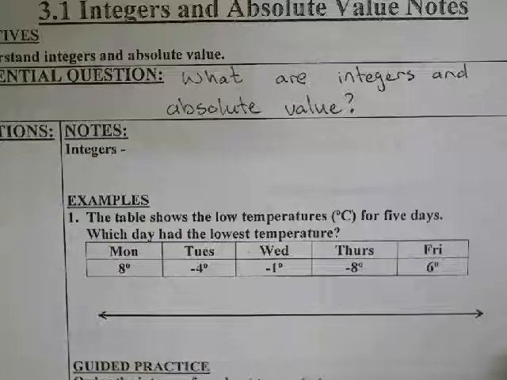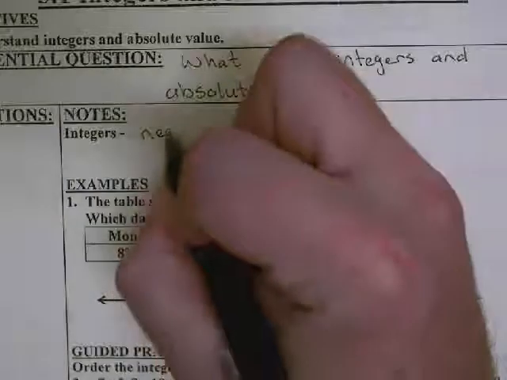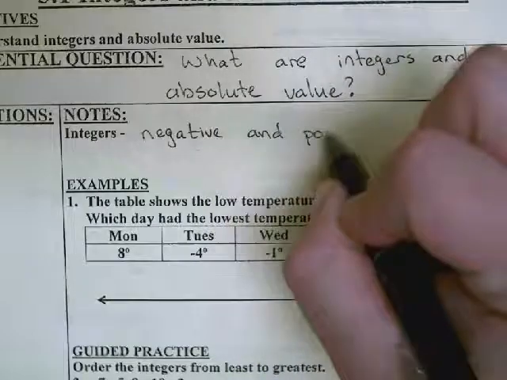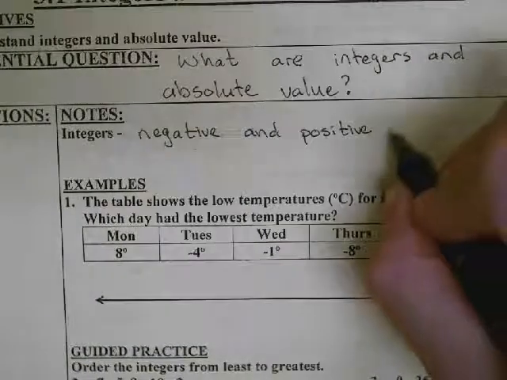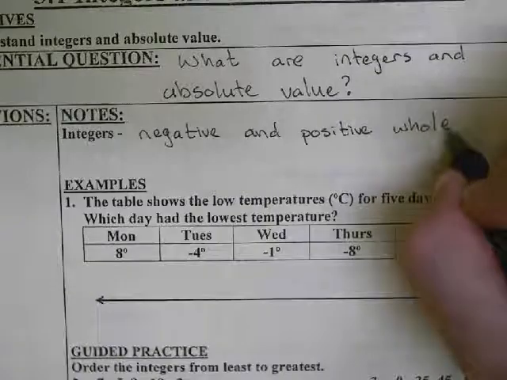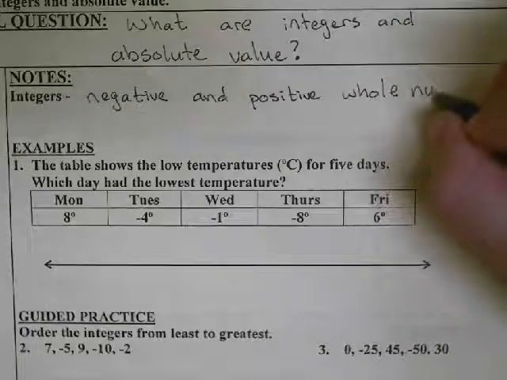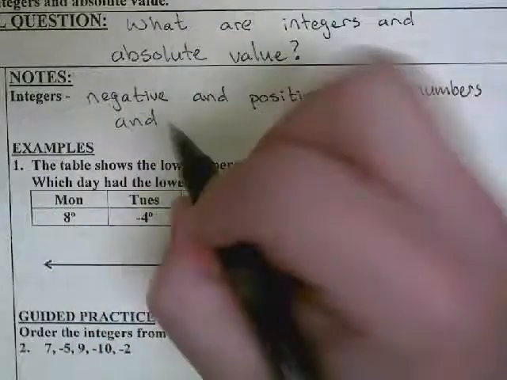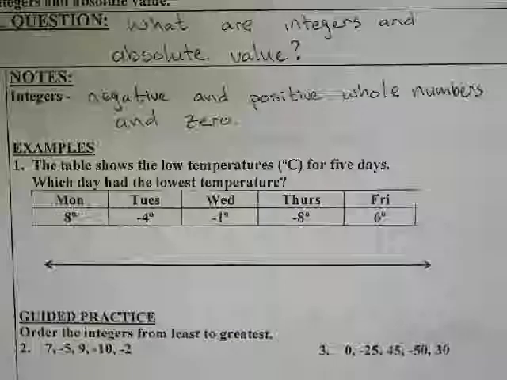So we'll first begin by giving a definition to integers. Integers are negative and positive whole numbers and will include 0. So we'll have negative numbers, positive numbers, and 0.